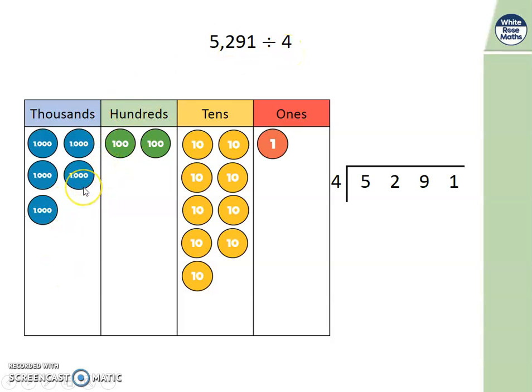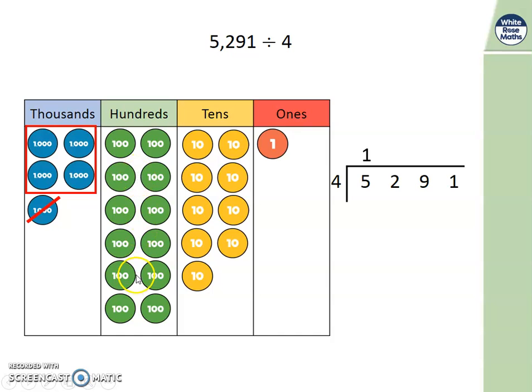How many groups of 4 could we make? There's one group of 4. So we record that over here as one group of 4. And we have one of those left, which goes here as hundreds. So we need to move that across, and it becomes 10 hundreds. Added to the 200s that were already there, that makes 12 hundreds. 4 into 12 goes 3 times.